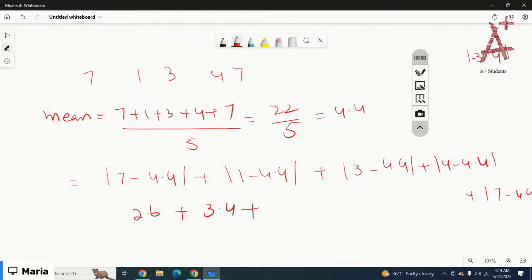Got it? Basically, that is the concept of the absolute value. Absolute value means just positive values. So 3 minus 4.4 is again a negative value. But because of the absolute sign, it would be positive. Got it? Just subtract all the values.